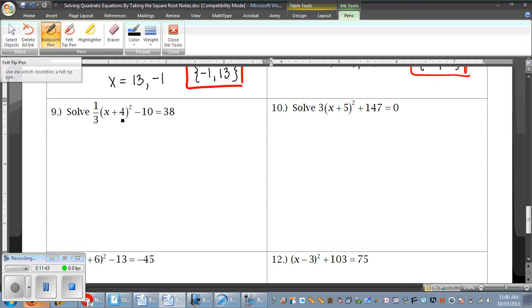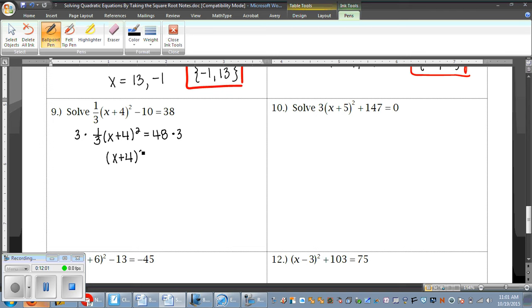On number 9, if I'm working backwards through SADMAP, I add the 10 over to the other side first. I multiply by 3 to get rid of the fraction. I take the square root of both sides. Make sure I write plus or minus in front of my answer. And I subtract 4 to move it over to the other side. These are like terms, so -4 plus 12 is 8. -4 minus 12 is -16.